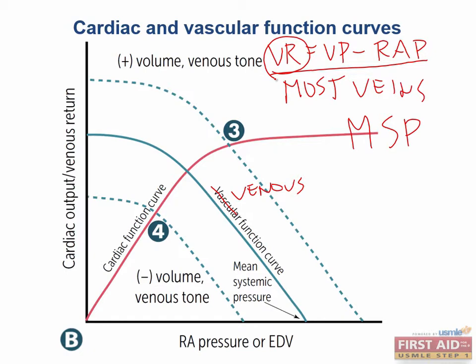So anything that increases venous pressure, such as an increase in venous tone, or anything that decreases right atrial pressure, such as the negative pressure created from inspiration, will also increase the return of blood to the heart.